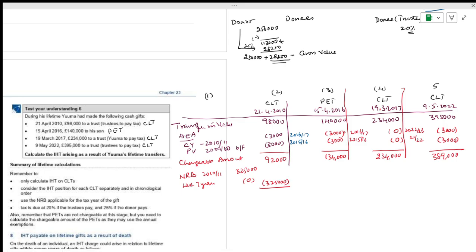Next. Taxable amount is how much? Check the answer again. 0. Definitely you don't have any IHT payable also. IHT payable is how much? 0. Gross chargeable amount is how much? The same one. How much?